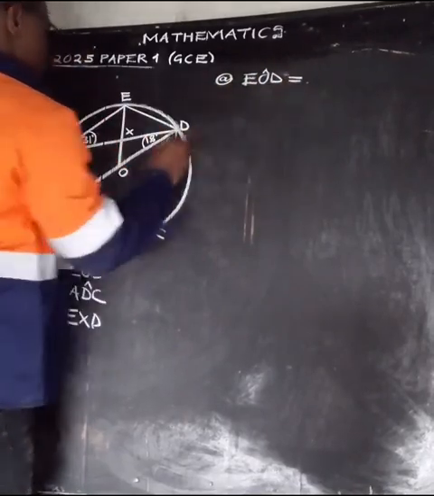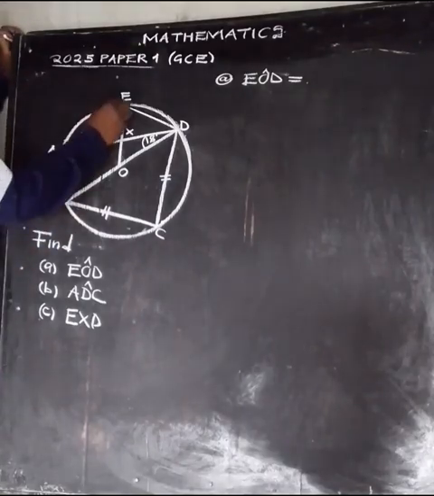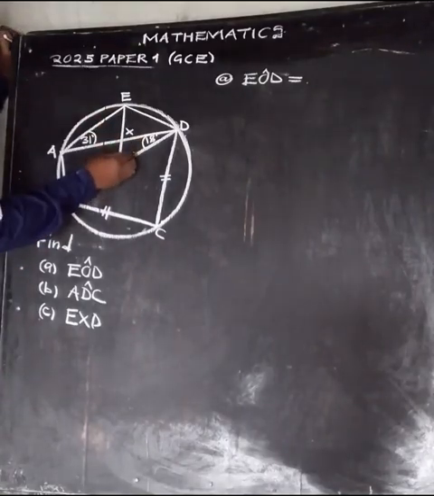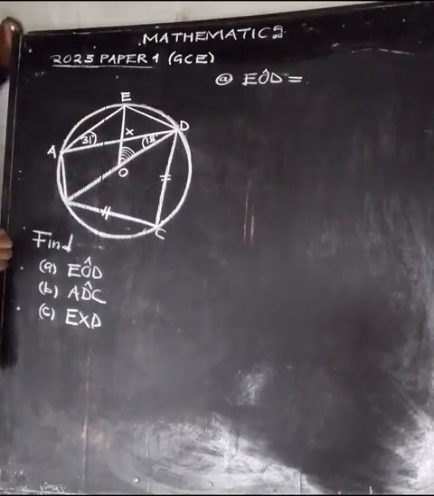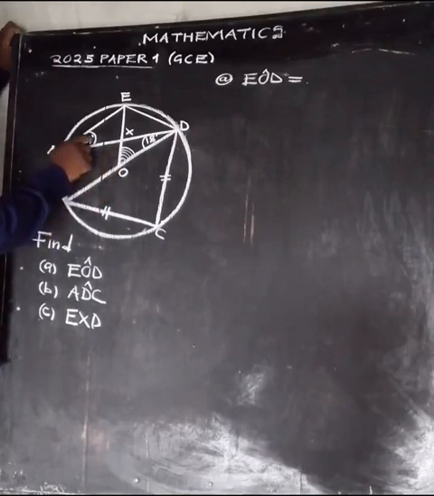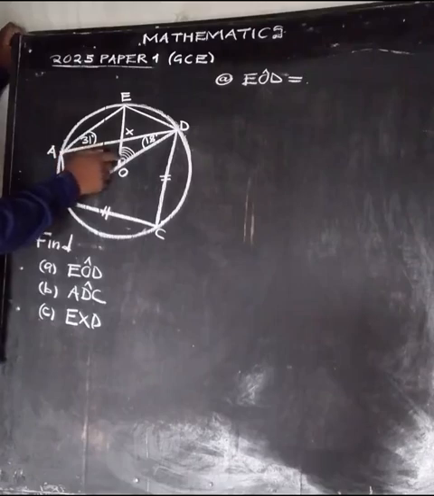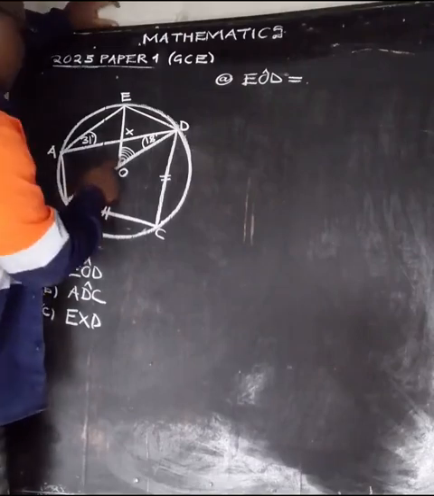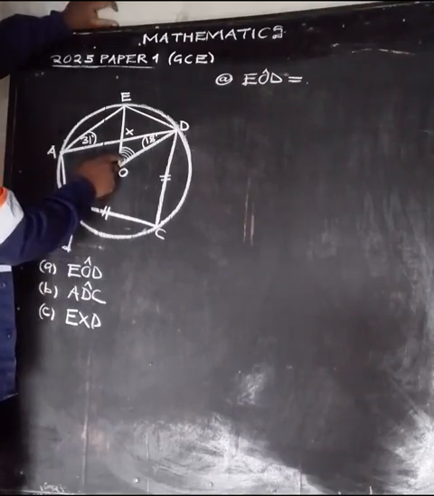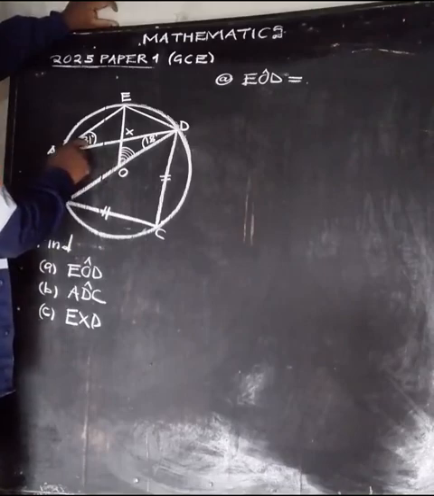Angle EOD, meaning this angle, is the angle they want us to find. Now we know that the angle at the center is twice the angle on the circumference. So this angle is twice this angle. To find the angle at the center, you multiply 2 times the angle at the circumference.